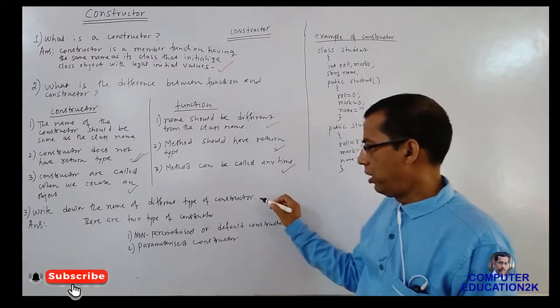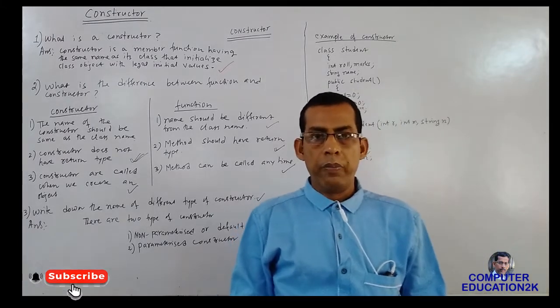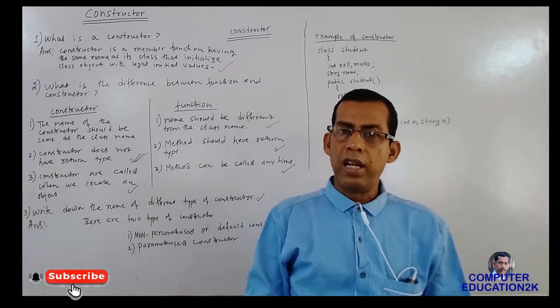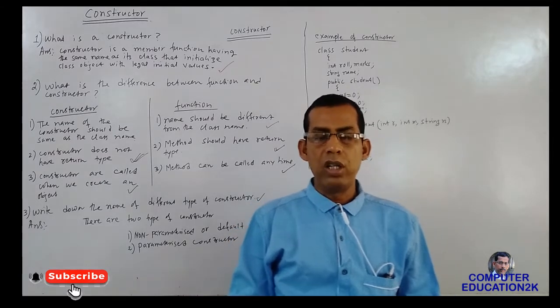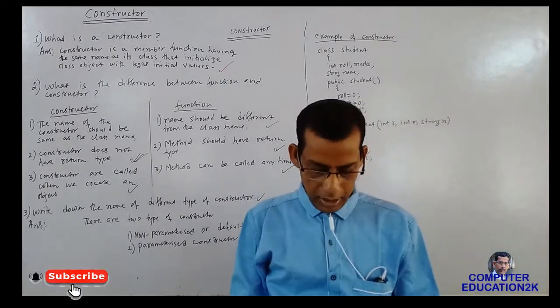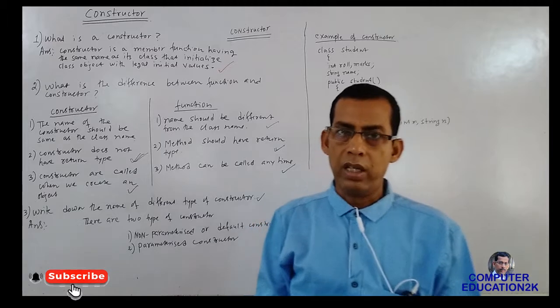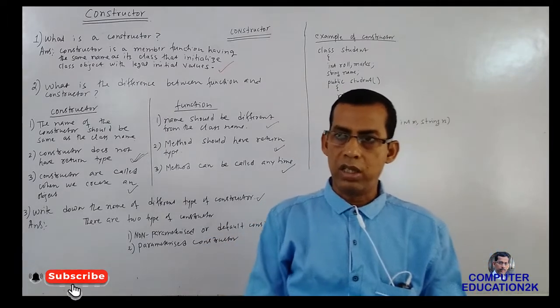Now let's see the different types of constructor. There are two types of constructors: parameterized constructor and non-parameterized constructor. Non-parameterized constructor is also called default constructor. Now I'll give an example, then you will understand it better, about the parameterized constructor and non-parameterized constructor.